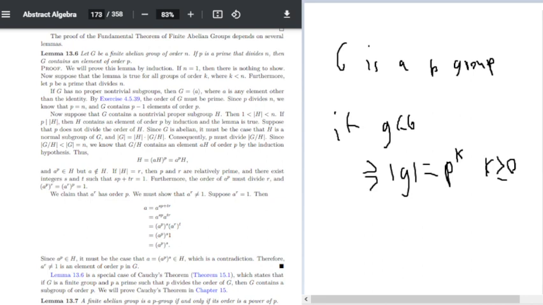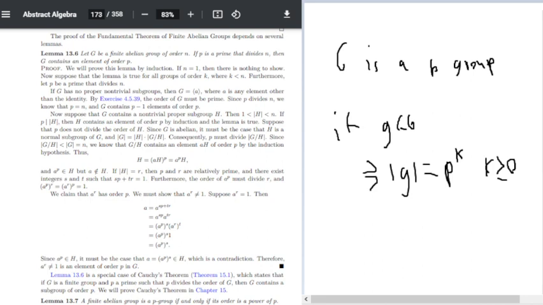We will prove this lemma by induction. If n is equal to 1, then there is nothing to show. Now, suppose that the lemma is true for all groups of order k, where k is less than n. Furthermore, let p be a prime that divides n. If G contains no proper non-trivial subgroups, then G is equal to the cyclic group generated by a, where a is any element other than the identity. By exercise 4.5.39, the order of G must be prime. Since p divides n, we know that p is equal to n, and G contains p minus 1 elements of order p. Now, suppose that G contains a non-trivial proper subgroup H.